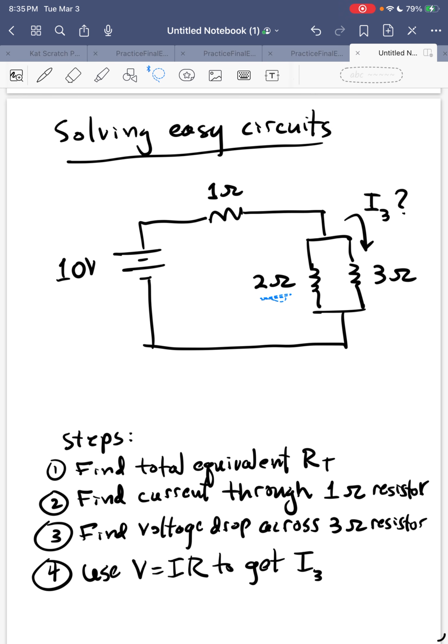Notice that these two are in parallel. And the question might be asking something like, what's the current through the 3 ohm resistor? So that would be I3. How do we solve that? So here are the steps down below. I'm going to take you through them.